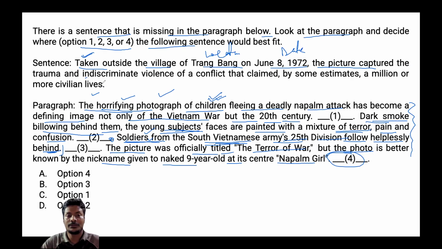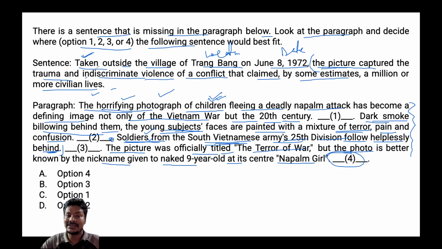The picture captured the trauma and indiscriminate violence of a conflict that claimed, by some estimates, a million or more civilian lives. Now, in that case, if we look at it, here it says the picture captured. So the picture that was taken outside the village of Trangbang on June 8, 1972 captured the trauma and indiscriminate violence of a conflict that claimed by some estimates a million or more civilian lives.